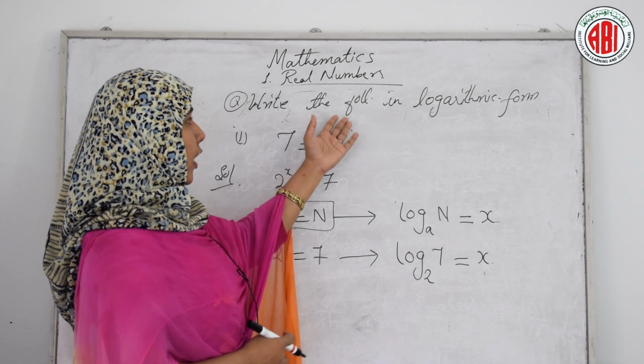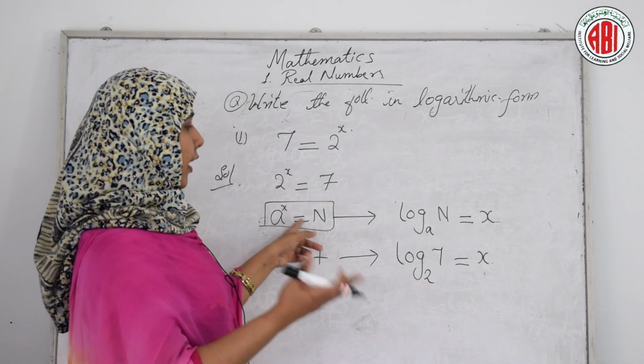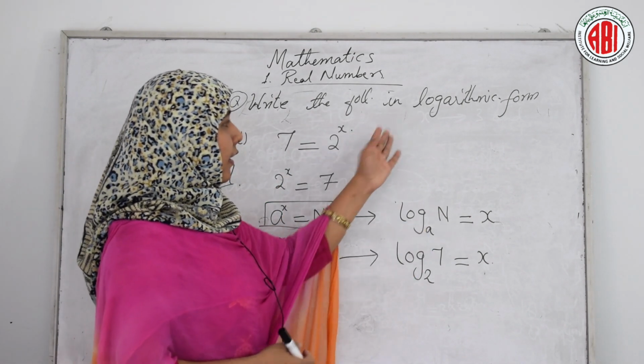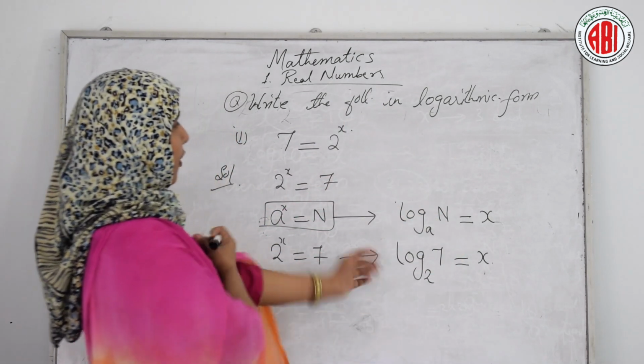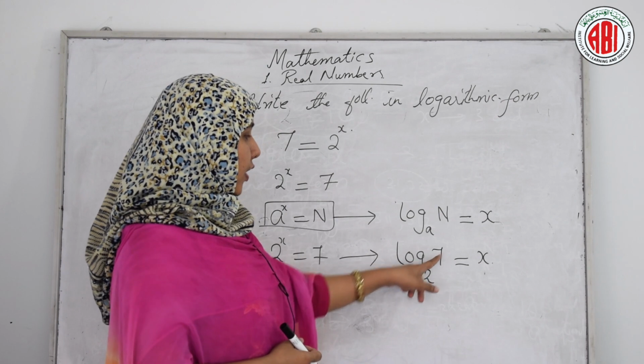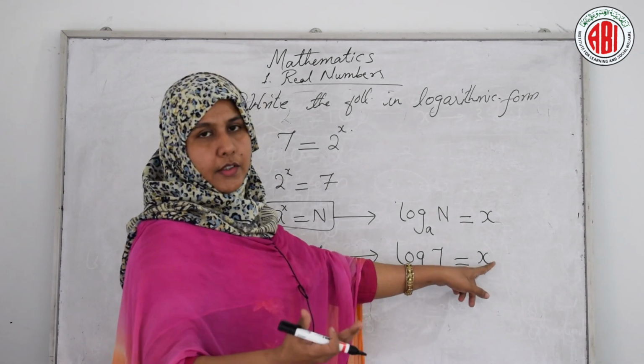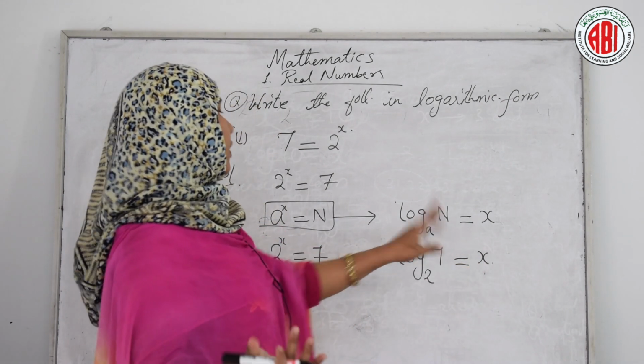In the question they are not asking to find the value of x, they are asking you to write this question in the logarithmic form. So this is the logarithmic form: log 7 base 2 is equal to x. We have written it in the logarithm form.